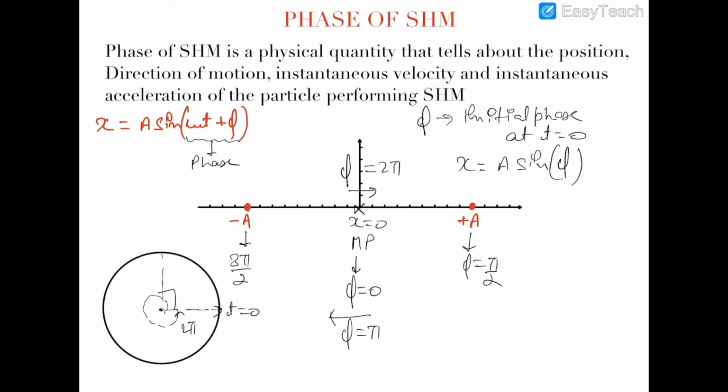Now, if someone says that the particle has an initial phase, let us suppose there is an equation of SHM, x1 equal to a cos omega t. We have to find out the position where the particle is situated initially. You can see that at t equal to 0, cos 0 is 1. So at t equal to 0, x1 is equal to a.